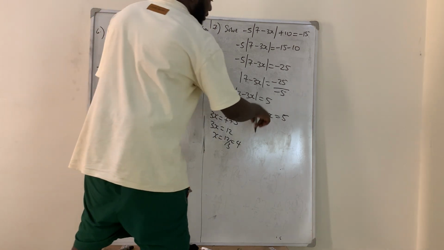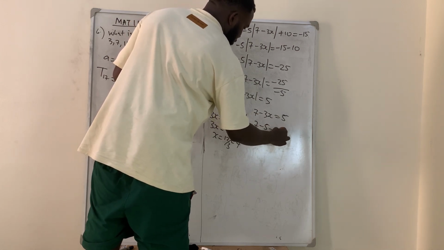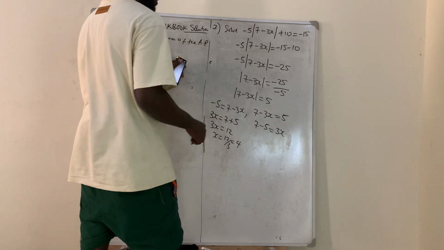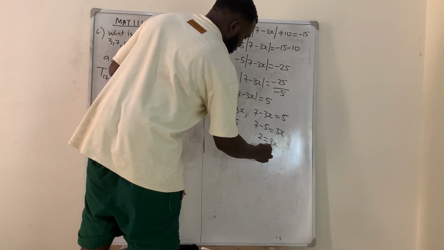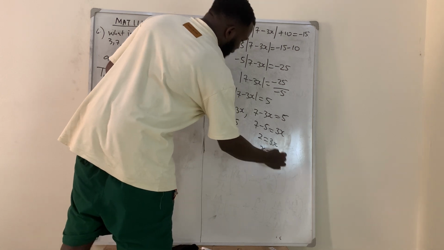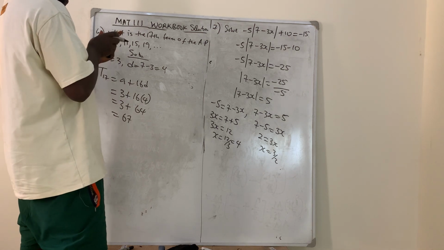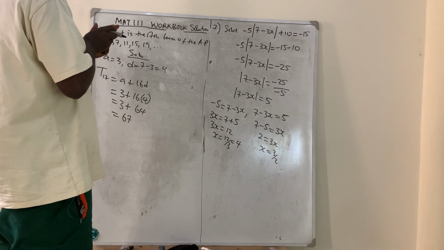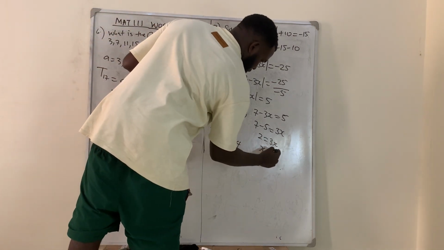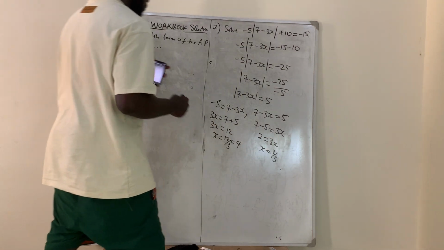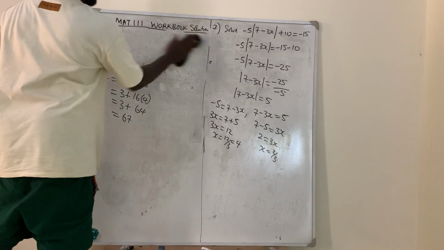So let's do the same thing here. If we do the same thing here, we have that 7 minus 5 is equal to 3x. And 7 minus 5 will give you 2. So 2 is equal to 3x. So my x is equal to 2 over 3. So the answer is 2 over 3 or 4. So my x is equal to 2 over 3 or 4. So we'll move to the next question.